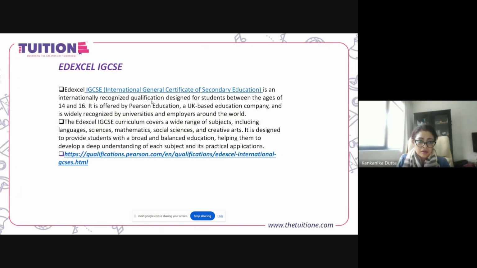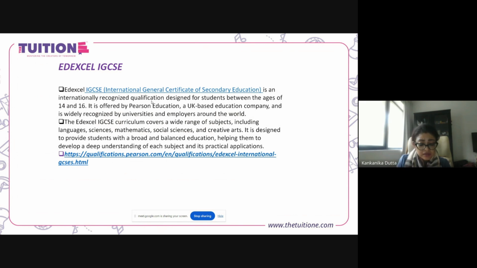So this is IGCSE. IGCSE is similar. Again, I have given the website. IGCSE is the same thing that they are offering in GCSE, but of course it is a simplified version. You have language, science, maths, social science, creative arts, ICT, physical education, business management. Availability of the subject definitely varies from school to school.